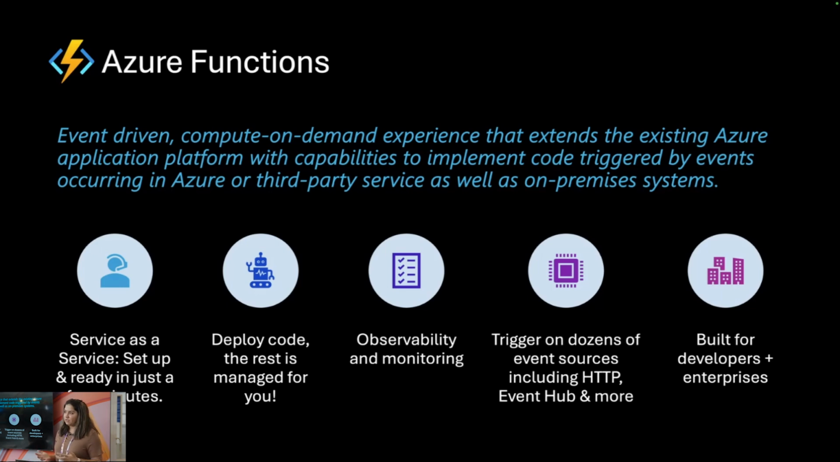So like I mentioned before, with most serverless technologies, you're able to set up and get started in just a few minutes. Also, you just have to focus on deploying that code, and the rest is really going to be managed for you. Observability and monitoring are available out of the box, so you don't really need to worry about setting those things up on your own. It's very, very easy to integrate that into your function. You can essentially trigger your function on dozens of event resources like Event Hub, HTTP, and much more.